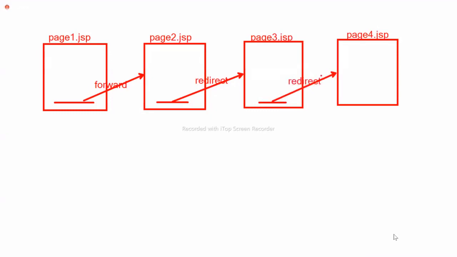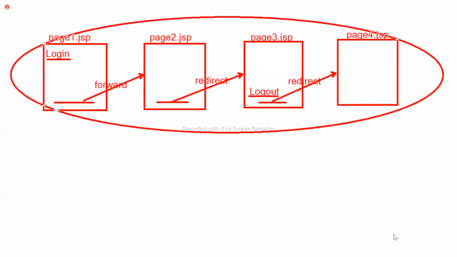Redirect. Now, suppose here login is there. You will log in here. Here you will log out. Assume these all programs are in one WAR file. It's a .WAR file. Suppose whatever program you wrote previously, that program is nothing but page1.jsp. Okay. Now I'll ask some questions.